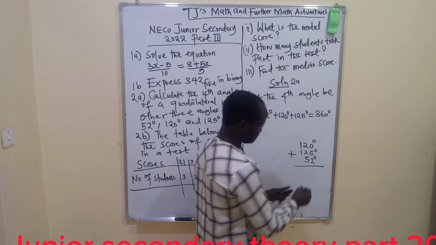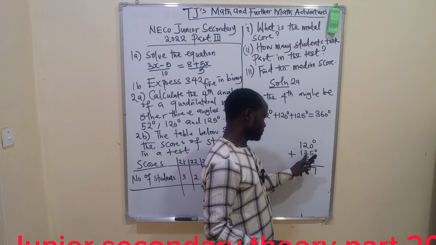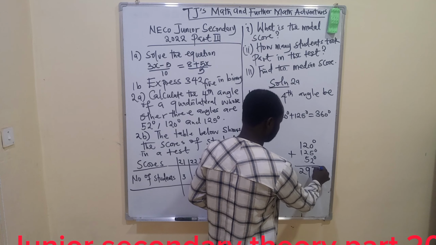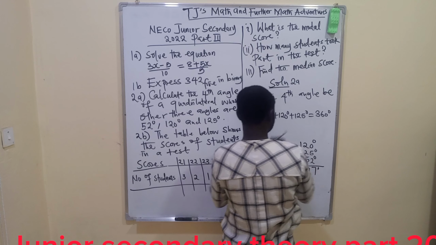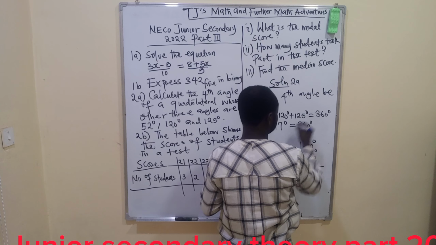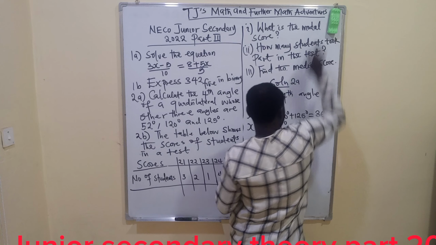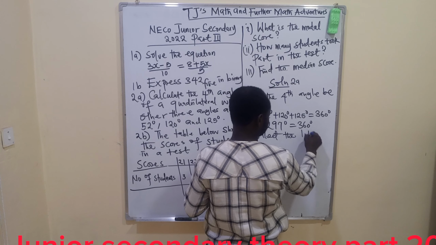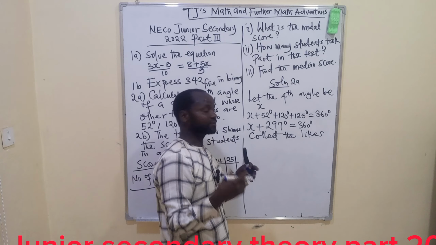0 plus 5 plus 2, that will be 7. Then 2 plus 2, 4 plus 5, 9. 1 plus 1, that's 2. So we have 297 degrees. So x plus 297 degrees equals 360 degrees. The next thing now is to collect like terms. These 297 and 360 are alike.